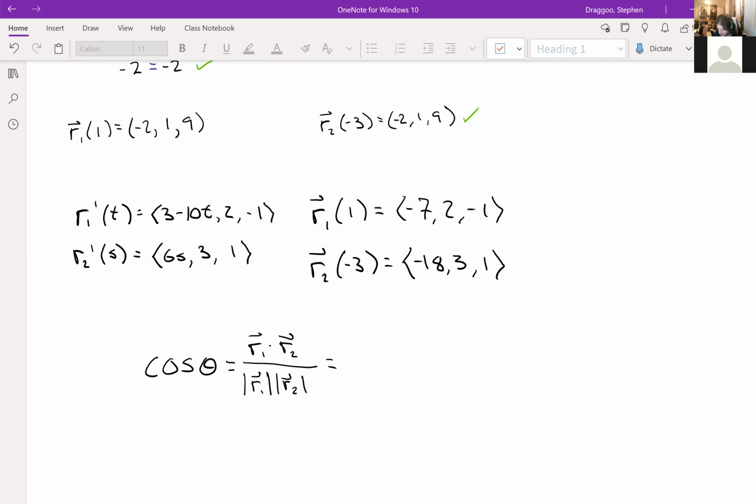Take my dot products. Oh, this is going to be ugly, isn't it? 7 times 18, 70 plus 56, 126, I think. Plus 6 minus 1, divided by the magnitudes of those two vectors. 49 plus 4 plus 1 is 53. And oh boy, 18 squared plus 9 plus 1. So I'll just have to add 10 to whatever 18 squared is, which 289 I know is 17 squared.